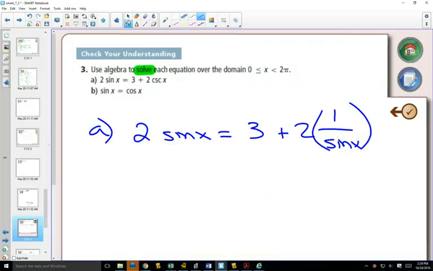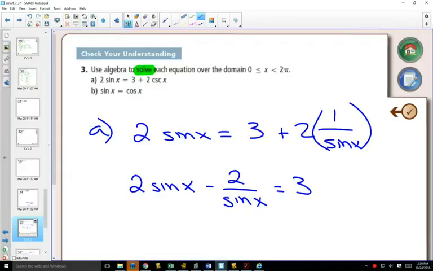What would you suggest doing next? Get this other sine to this side? Is that what you said? Okay, so how would we go about doing that? You want to subtract this to this side? So if we subtract that 2 over sine x to that side, we have this equation.